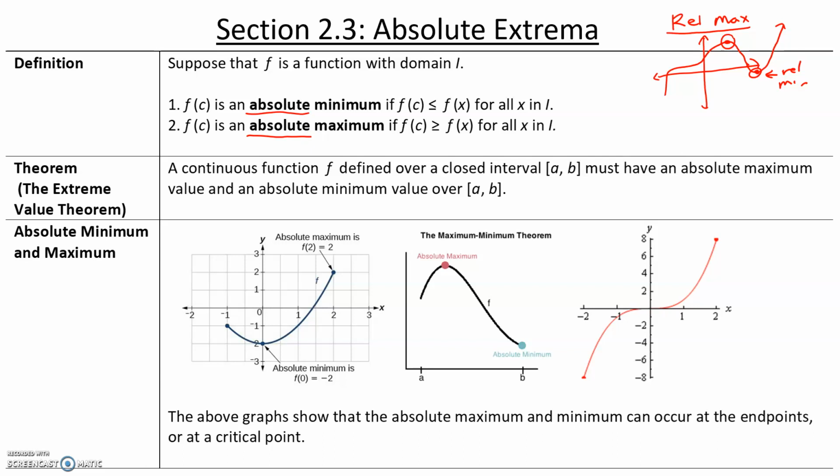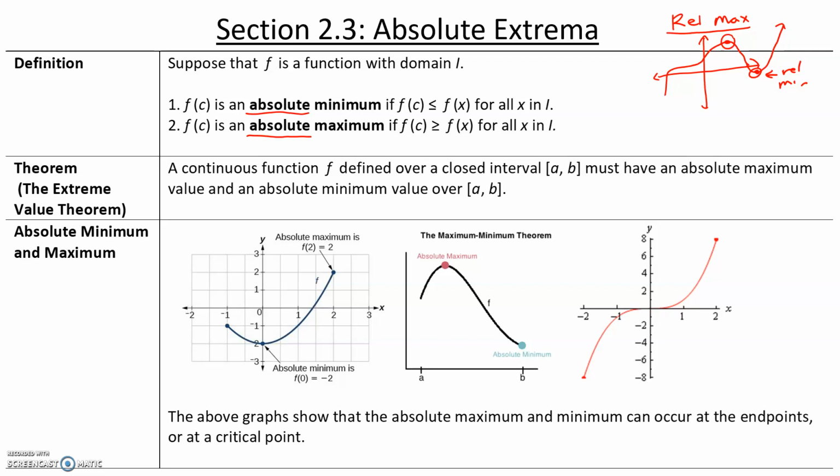Okay, so once again, relative just means relative to its immediate neighbors. It's the highest or lowest. But absolute means in whatever interval we're specified, it's the highest or lowest point in that interval.